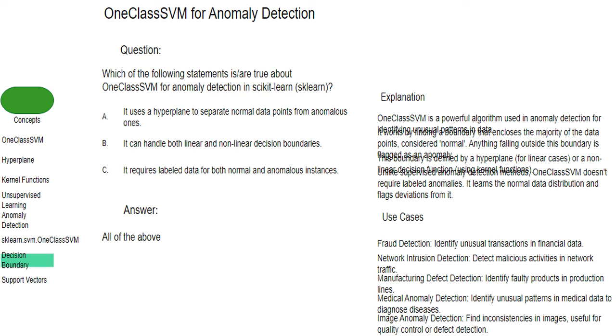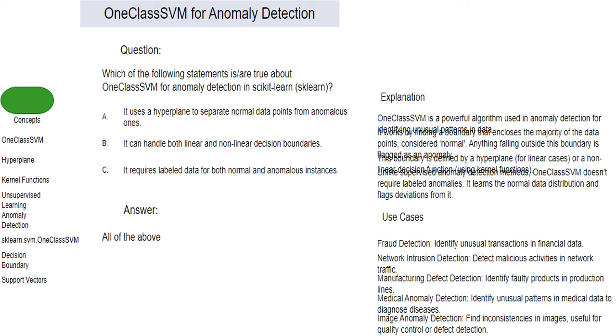It learns the distribution of the normal data and flags deviations from this distribution as anomalies. False. Unsupervised learning. Anomaly detection. One-Class SVM can be used to identify unusual behavior in a system, such as a website or a network, without requiring labeled data about what constitutes malicious behavior.